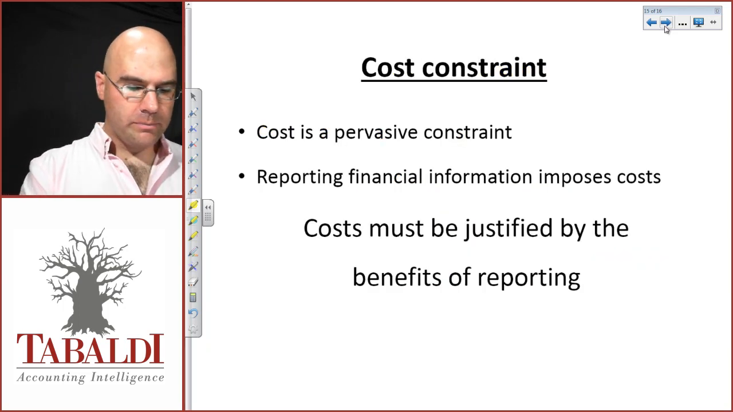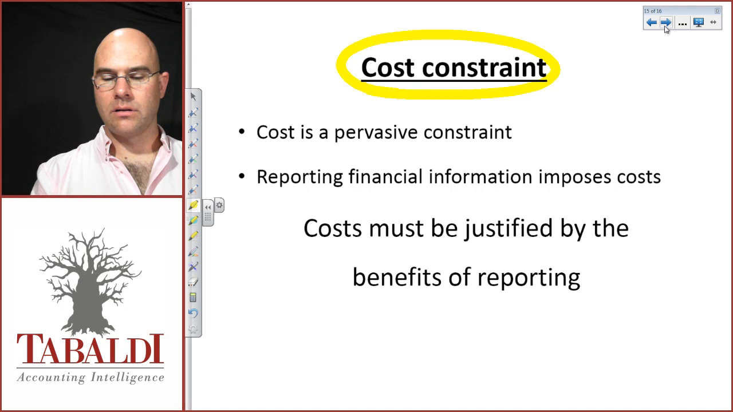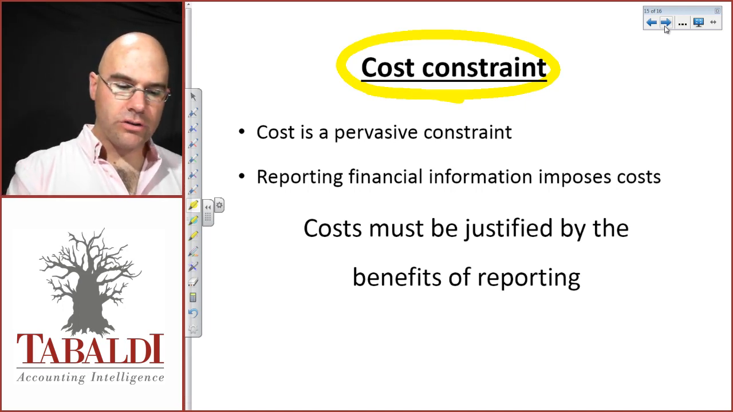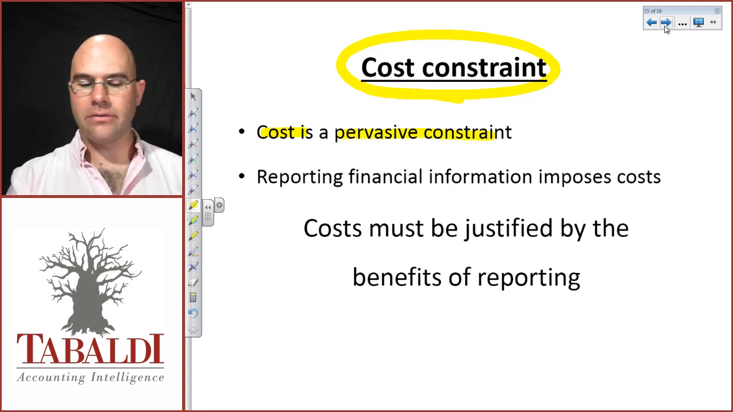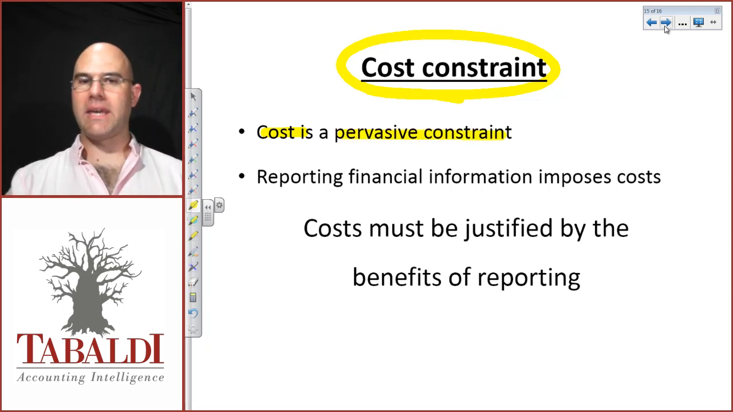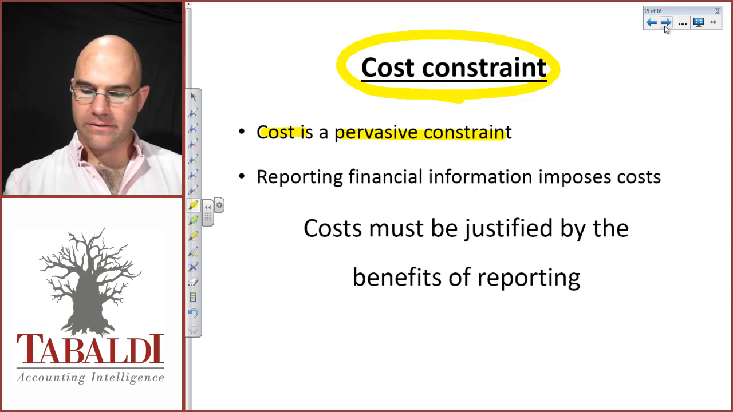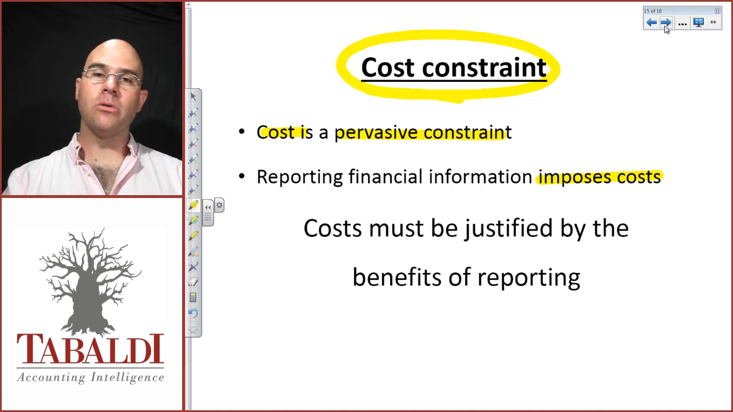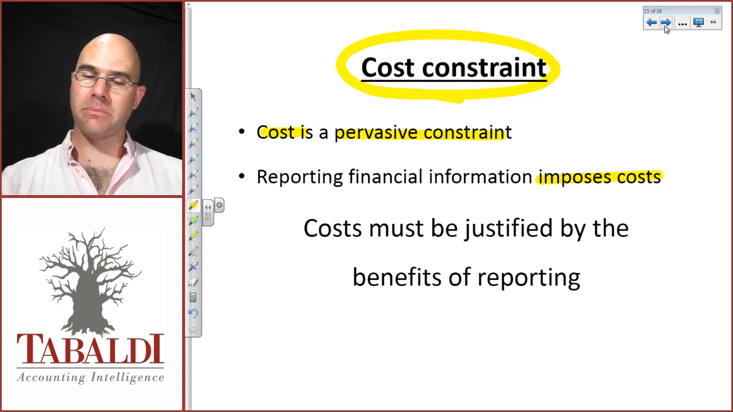Now, overall, please remember that there is no such thing as a perfect set of financials. Why? Because cost is this pervasive constraint that always has to be kept in mind. Reporting financial information imposes costs. Accountants are very expensive. Expert corporate finance and valuers to get the assets valued are very expensive. Every bit of time spent by external consultants costs money. Internal people are paid salaries, and there's opportunity cost of them not doing something else.